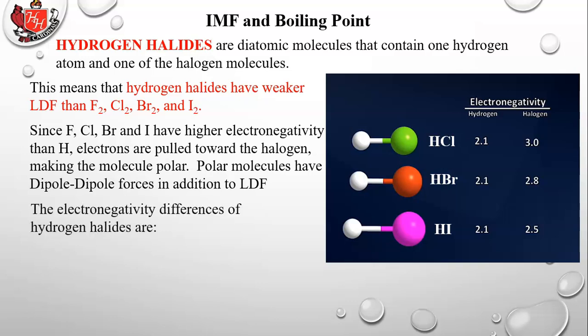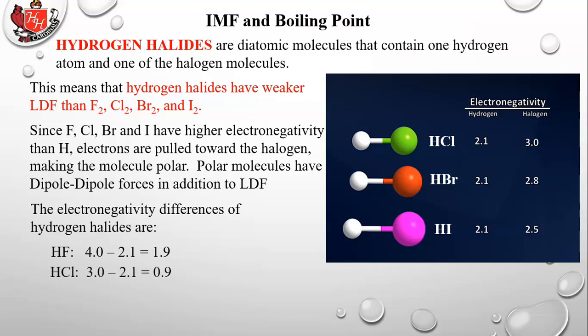The electronegativity differences of the hydrogen halides are, for HF, which is not shown on this chart here, 4.0. Fluorine has the highest electronegativity on the periodic table. Hydrogen is 2.1, so the difference between those is 1.9. So that's a highly polar molecule. It has strong dipole-dipole forces.